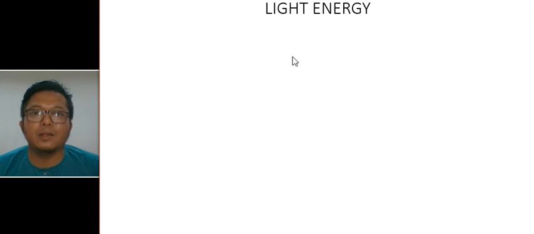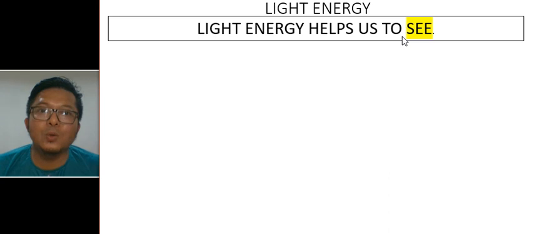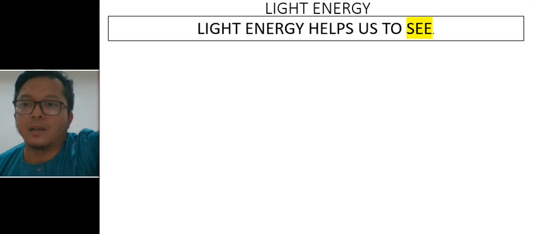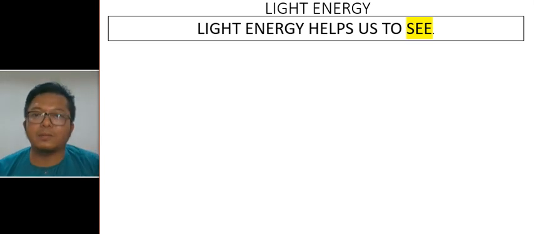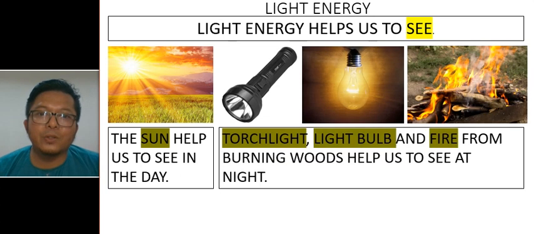Light energy. Cahaya, light. Light energy helps us to see. No light, you cannot see. Like this one, we have light. It's a little dark. The sun helps us to see in the day. Torchlight, light bulb, and fire from burning wood help us to see at night. Yes, that gives out light energy.